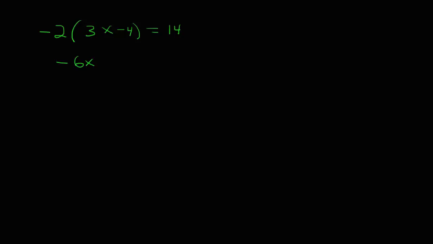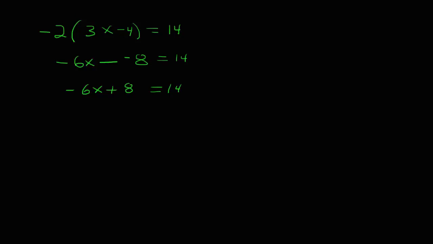Negative 2 times 3x is negative 6x. And there are a couple of things that we could do with this. I'm going to do this first as subtract. The subtraction comes from there. Subtract negative 2 times positive 4 is negative 8 equals 14. And then we're going to clean this up with keep, add, change. We keep the negative 6x, we change the subtraction to addition, and we change the sign of the negative 8 to 8, and that's equal to 14.